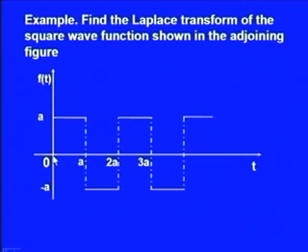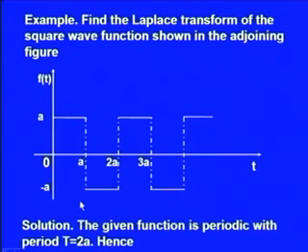You can see the graph of the function over the interval 0 to a, it takes the value a, and then over the interval a to 2a, it takes the value minus a, and then the graph of the function f over the length 2a is repeated from 2a to 4a and so on. So, it is a periodic function with period 2a. The given function is periodic with period we have denoted by t. So, t is equal to 2a here.